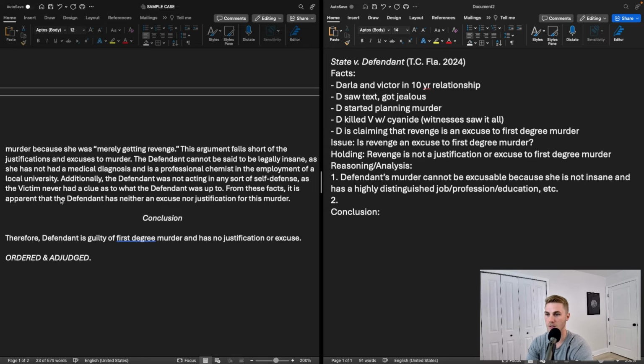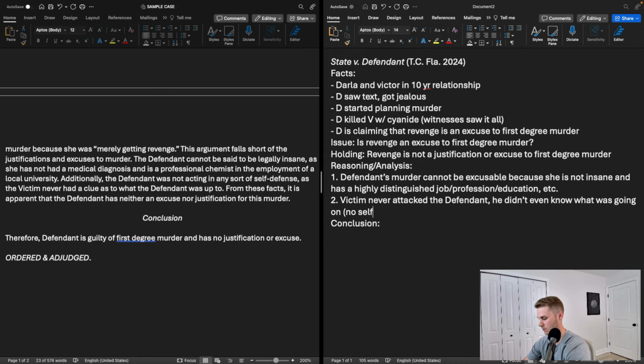So let's continue on. Additionally, the defendant was not acting in any sort of self-defense, as the victim never had a clue as to what the victim was up to. So the victim didn't even know that she was going to do this, so she could not be acting in self-defense. He never attacked her. He never invaded her home or anything like that, and we don't have facts like that. So we'll just say the victim never attacked. He didn't even know what was going on, therefore no self-defense. And because there's no self-defense, no justification.